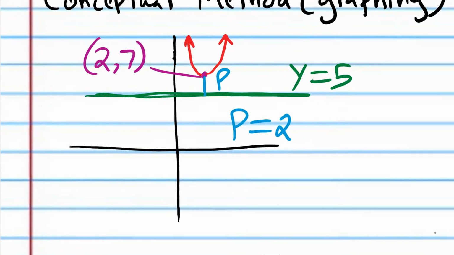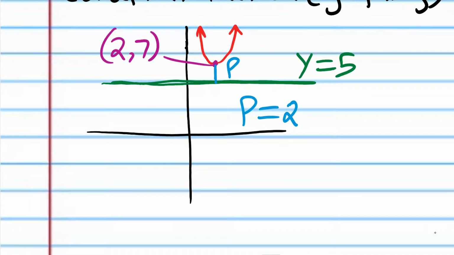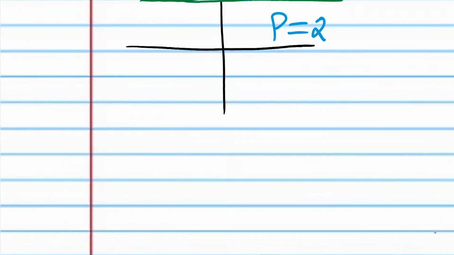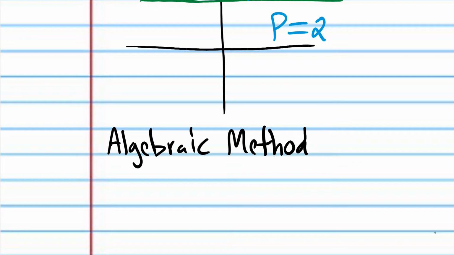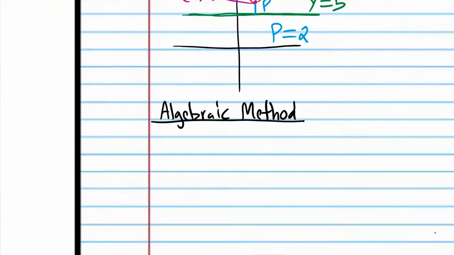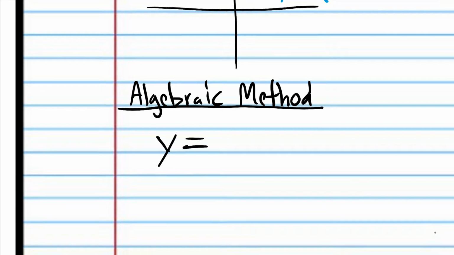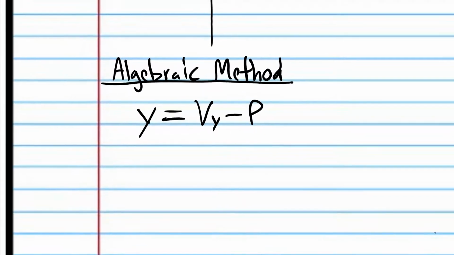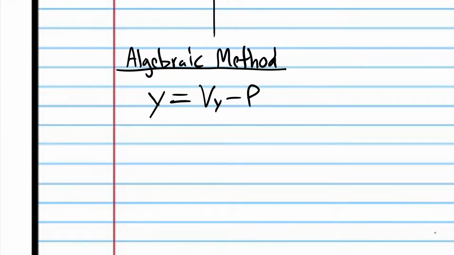Again, it's just kind of common sense. We're just going up from 5 to 7. So when they give us this directrix and the vertex, it's really easy to find P. But I just want you to be aware that if you didn't understand the graphing method for finding P, you can also use an algebraic method. And the algebraic method says that you can use the equation of the directrix. We know the equation of the directrix is y is equal to the y value of the vertex minus P. And I'm going to color everything as we go along here.